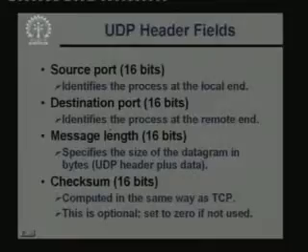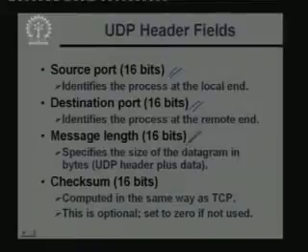So, in UDP the source port and destination port have the usual meanings. Message length will specify the size of the datagram in bytes. Now, when you say datagram, this includes the UDP header plus the data. Checksum is computed in the same way as TCP. Same way means here also you include the pseudo header, you include all the fields of the IP which are relevant for computing it, and we use the same algorithm, taking the ones complement and adding.